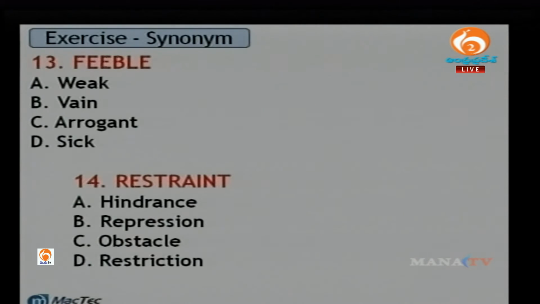Restraint. Restraint means hindrance, repression, obstacle, restriction. Restraint means restriction, where I restrained a person from entering the room, means I restrict that person. Obstacle is just creating a restraint as an obstacle. Repression means where I do not really encourage a person, or hindrance and obstacle both are same. The correct option here is option number D, which is restriction.